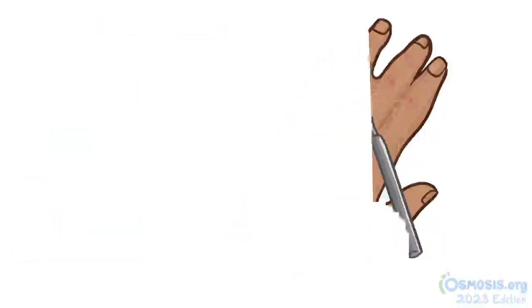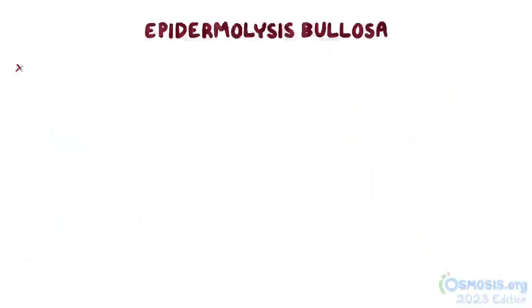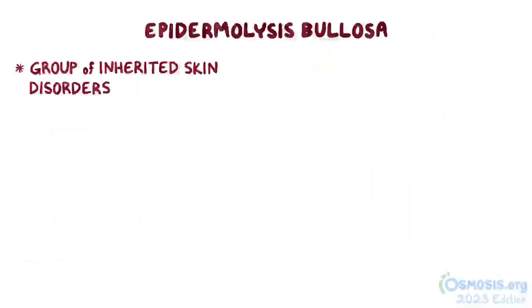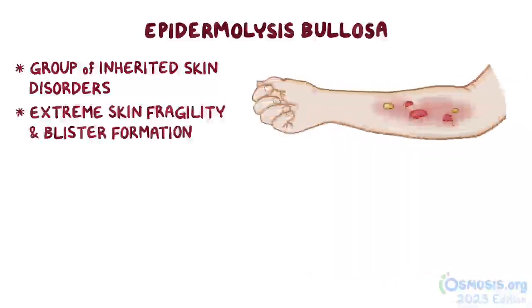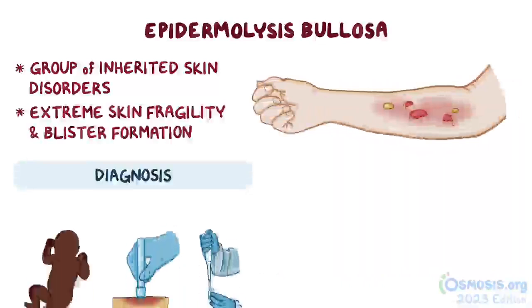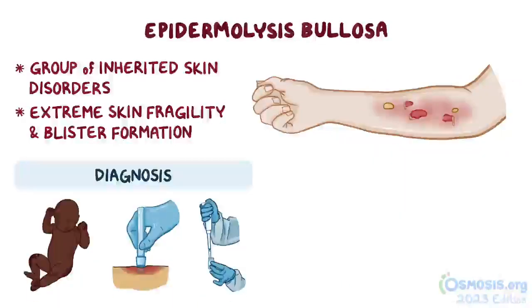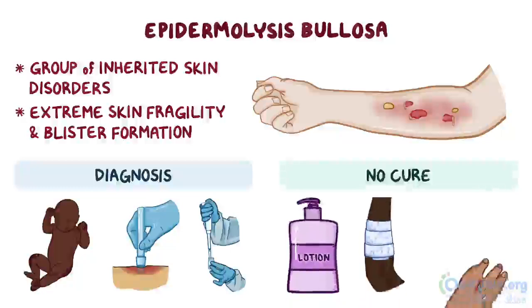Alright, as a quick recap, epidermolysis bullosa is a group of inherited skin disorders characterized by extreme skin fragility and blister formation after minor trauma. It is usually diagnosed in early childhood through skin biopsy and genetic testing. Currently, there is no cure for the disease, and management focuses on prevention of blisters, wound care, and treatment of complications.